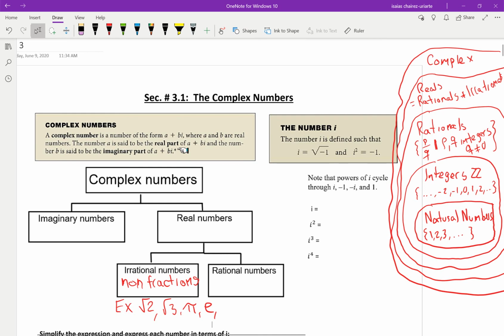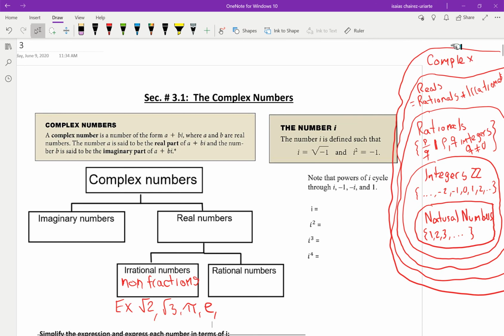So maybe it's worth your time to at least keep this hierarchy of sets of numbers in mind. For instance, whenever somebody talks to you about a real number, now you know what they're talking about. A real number is just the set of all rationals, or all fractions, together with all irrationals. So the easiest types of numbers are the natural numbers, the integers, the rationals come next, then the reals, and then the complex numbers.